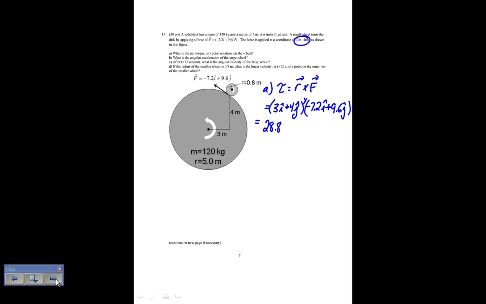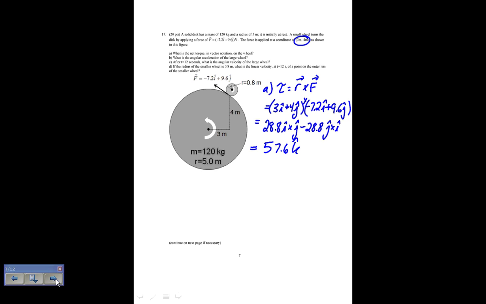And I get 28.8 i cross j. 28.8 is 3 times what? 9.6. Yeah, 3 times 9.6. Minus 28.8 j cross i. i cross j is equal to k, and j cross i is equal to negative k. So those add up to give me 57.6 k. So that's the torque in vector notation.